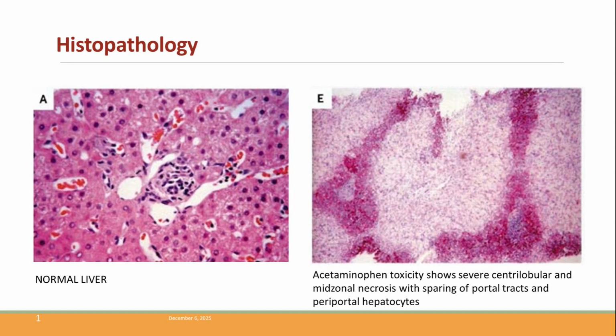Acetaminophen toxicity causes a characteristic pattern of centrilobular and midzonal hepatocyte necrosis, with relative sparing of periportal areas. This pattern reflects the zones where CYP2E1 activity is highest. Recognizing this pattern helps in differentiating APAP toxicity from other causes of acute liver failure.